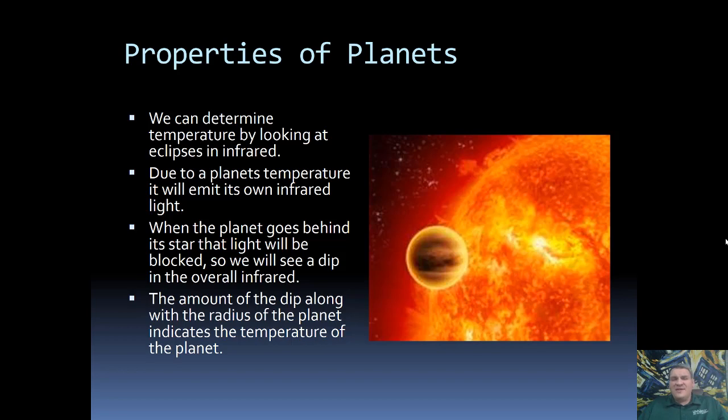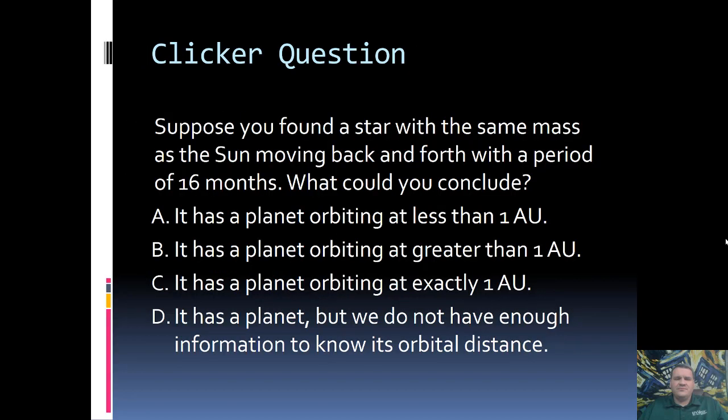Doing something similar to this, we've actually found a planet that has a surface temperature hotter than the coolest stars. In other words, this planet is literally red hot, which is awesome and kind of terrifying.